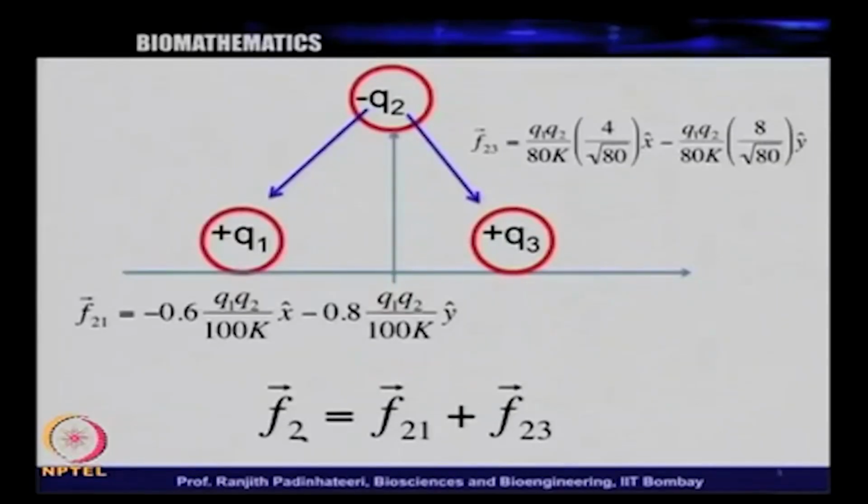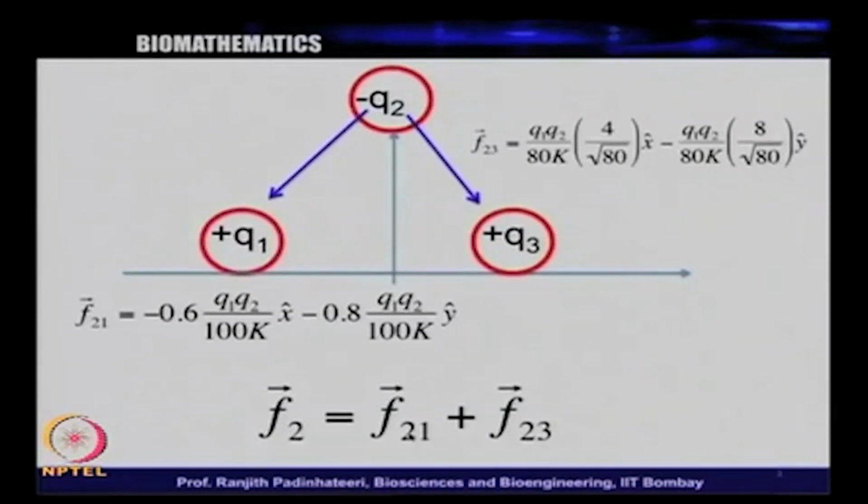As we saw, this is where we stopped last time: we said the resulting force on the second charge is the sum of the force F21 and F23. F21 is the force on the second charge due to the first charge, and F23 is the force on the second due to the third charge. We said that this is F21 and this is F23.